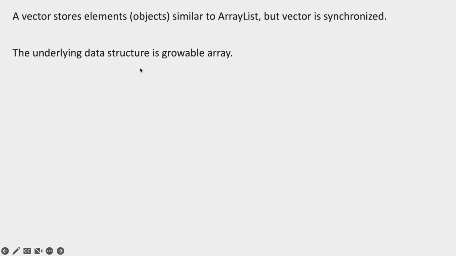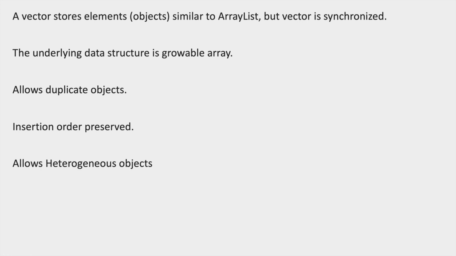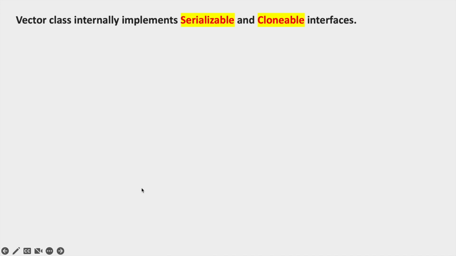The underlying data structure is a growable array. That is, the Vector class is implemented by using a growable array data structure, and this Vector allows duplicate elements. Insertion order is preserved. The order in which we inserted the elements, it will be stored in the same order. It allows heterogeneous objects. This Vector allows different types of objects. Null insertion is possible. By using the Vector class we can store null values also.